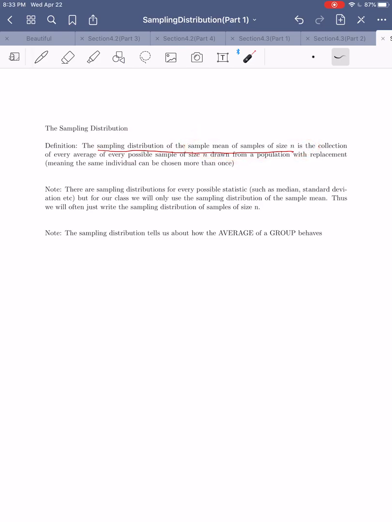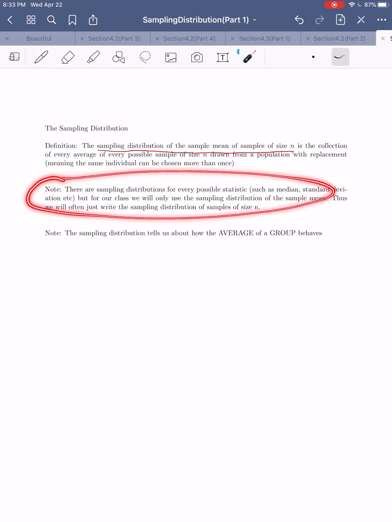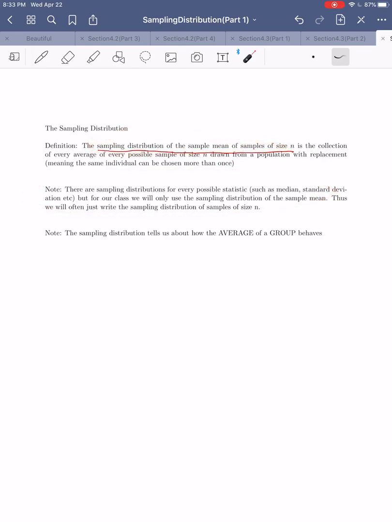Now, a couple of important notes about this. First, that name is already pretty wordy, and we don't always need to say "of the sample mean." There are sampling distributions for every possible statistic. We could talk about the sampling distribution of the sample median of samples of size n, or of the sample standard deviation, and so on. But for our class, we will exclusively use the sampling distribution of the sample mean.